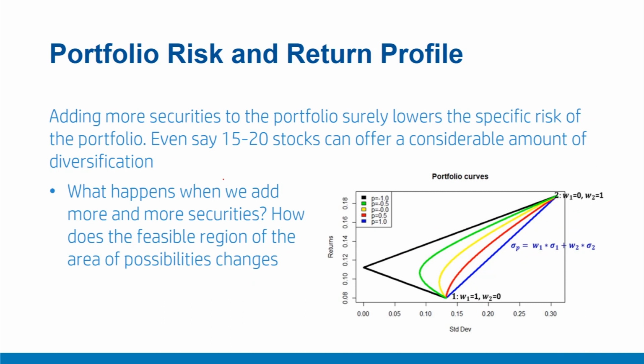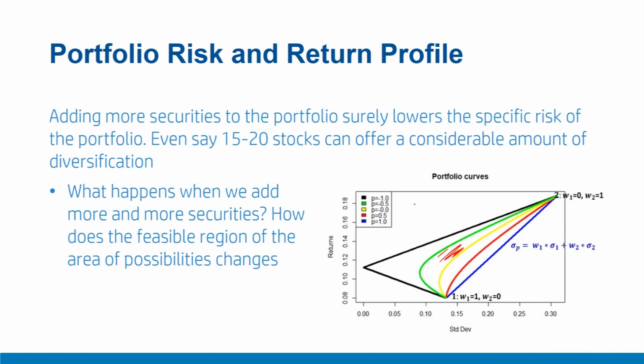So we have seen that adding more and more securities to the portfolio surely lowers the specific risk of the portfolio. Even with 15 to 20 stocks, we can achieve a considerable amount of diversification by neutralizing the stock specific or variance risk. What happens when we add more and more securities to this two stock portfolio? How does the feasible region, the area of all the possibilities, change? In the next video, we'll discuss these possibilities when we add more securities to this two stock portfolio. To summarize, in this video, we saw the mean variance framework of Harry Markowitz.